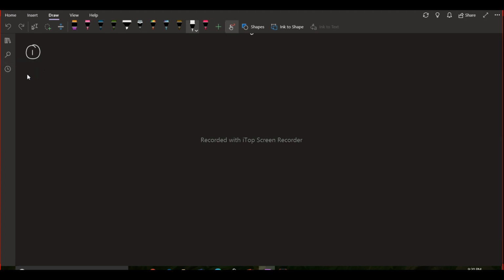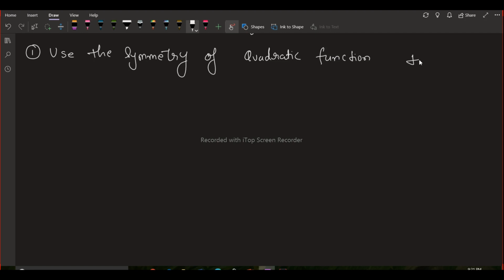So let's say the question is: use the symmetry of a quadratic function to find max or min points and sketch the graph. So let's say this is the question.